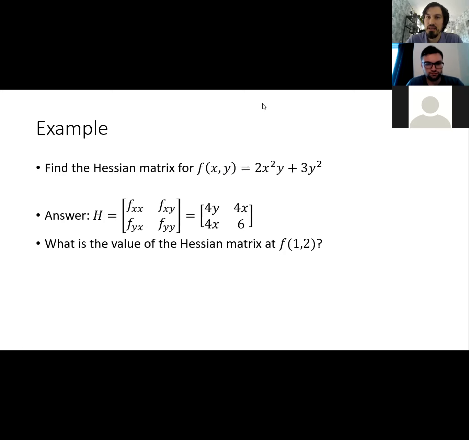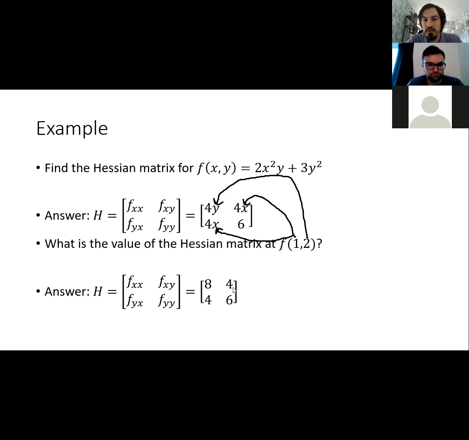Maybe I should do my annotation again just to get this point home. You plug this 1 into there and also there. You plug this 2 into there, right? Because that's what I'm asking. What is the value of this Hessian matrix at this particular point? And the answer should be on my next animation, right there: 8, 4, 4, 6. Okay. We're gonna take a closer look at what this 8, 4, 4, 6 means in the next slide, I think.